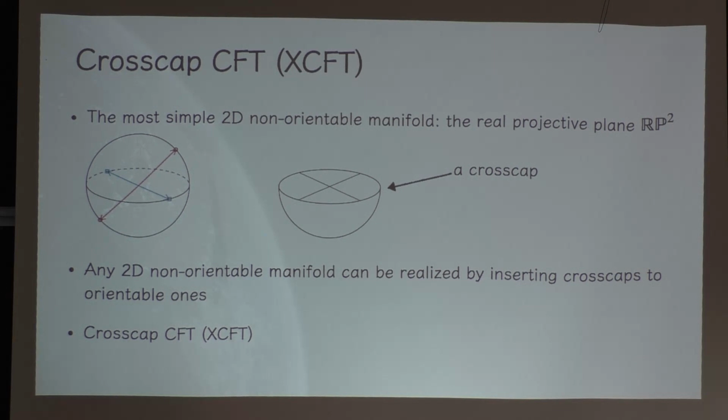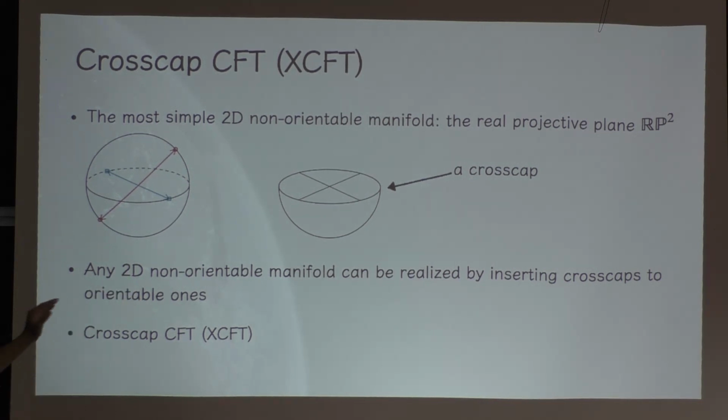The simplest two-dimensional non-orientable manifold is something called a real projective plane. The way to define a real projective plane is that you start from a two-sphere and then impose antipodal identification on the points of this two-sphere. There's an alternative way to depict this picture, where you start from a hemisphere and identify antipodal points on the boundary of the hemisphere. That kind of thing is called a crosscap.